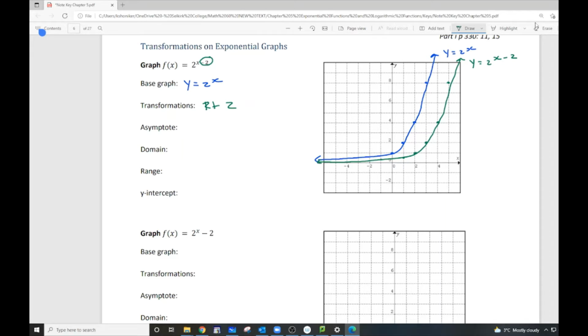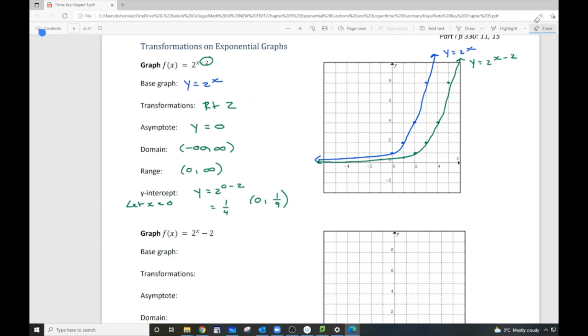Now looking at this graph, where's the asymptote? Well, it didn't move. It's still y equals 0. What's the domain? It's still negative infinity to infinity. What's the range? Well, it's still 0 to infinity. And what's the y-intercept? Well, that changed. To find a y-intercept, you're going to let x equal 0. So we would get y equals 2 to the 0 minus 2, so 2 to the negative 2, or a quarter. So this graph has a y-intercept at 0 and a quarter.